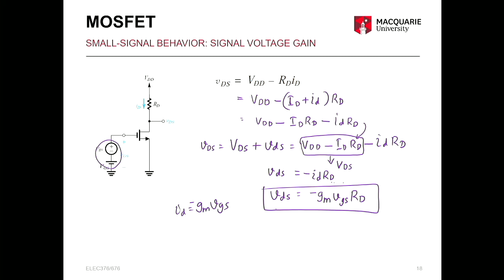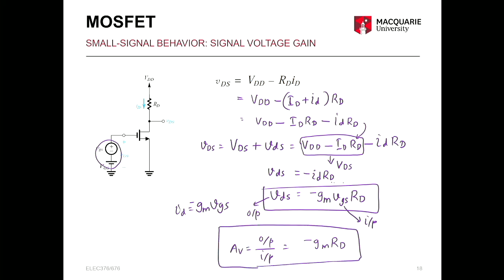So this is the output and this is the input. So output divided by input is minus GM RD, which is the voltage amplification factor.